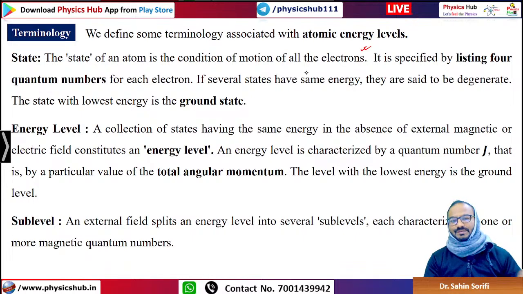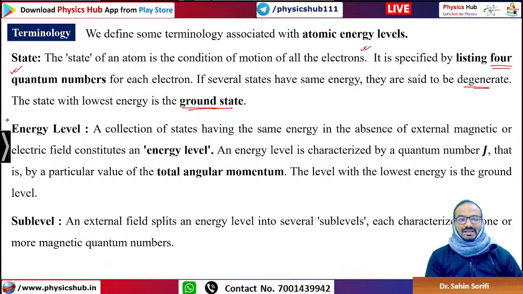How do you specify the condition of electrons? We specify the condition of electron by listing their quantum numbers. 4 quantum numbers we have: N, L, Ml and Ms. If several states have the same energy, they are said to be degenerate, otherwise non-degenerate. The state with lowest energy is the ground state energy. So remember, it is about the electron.